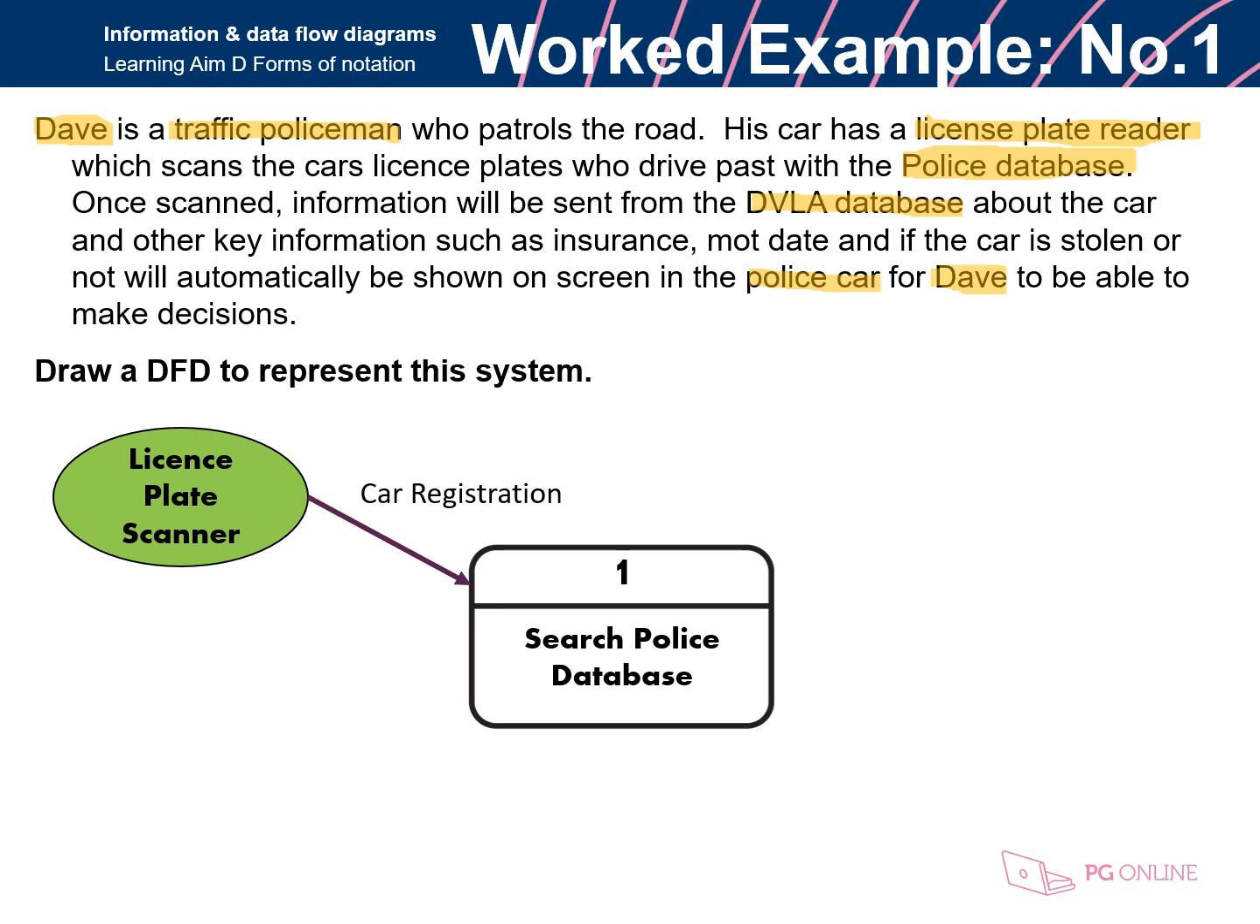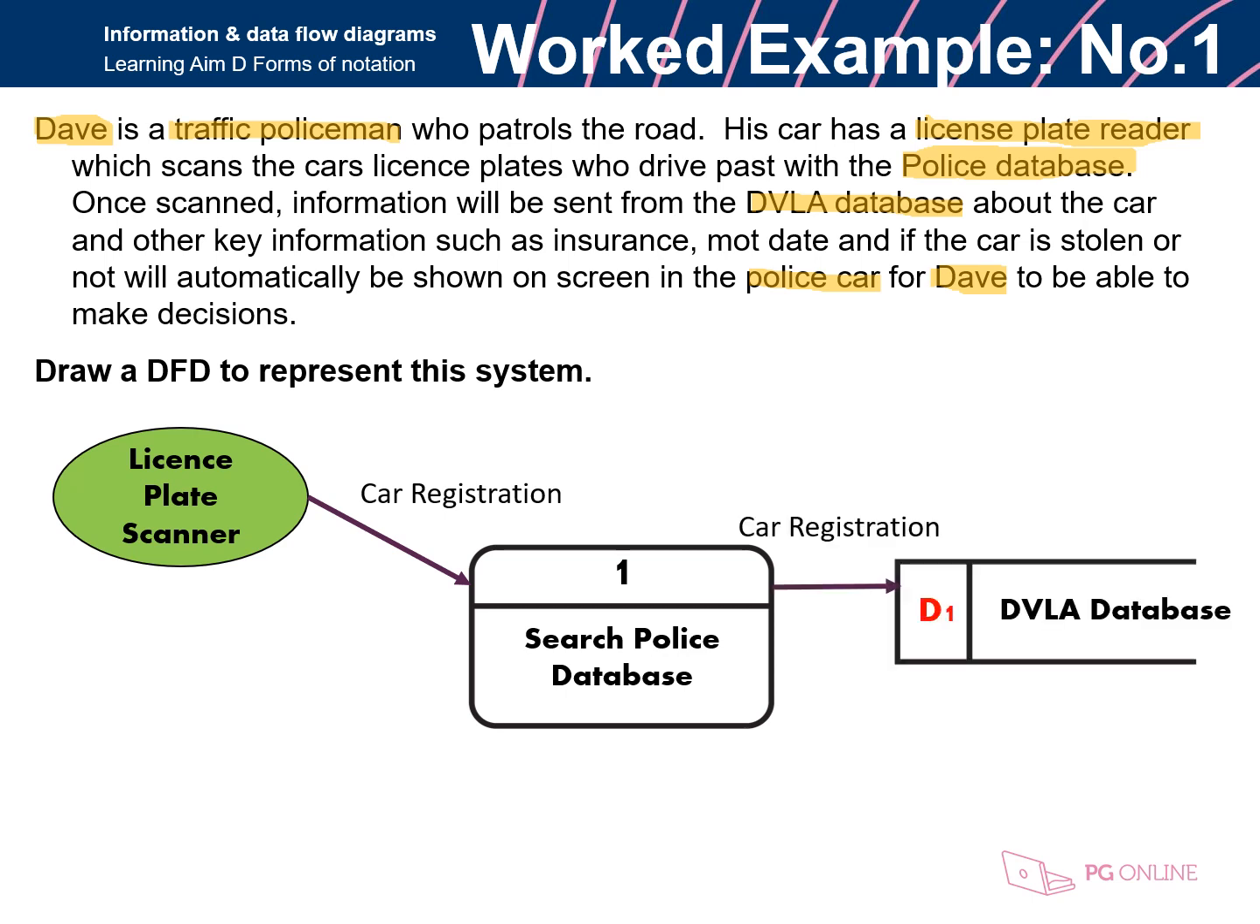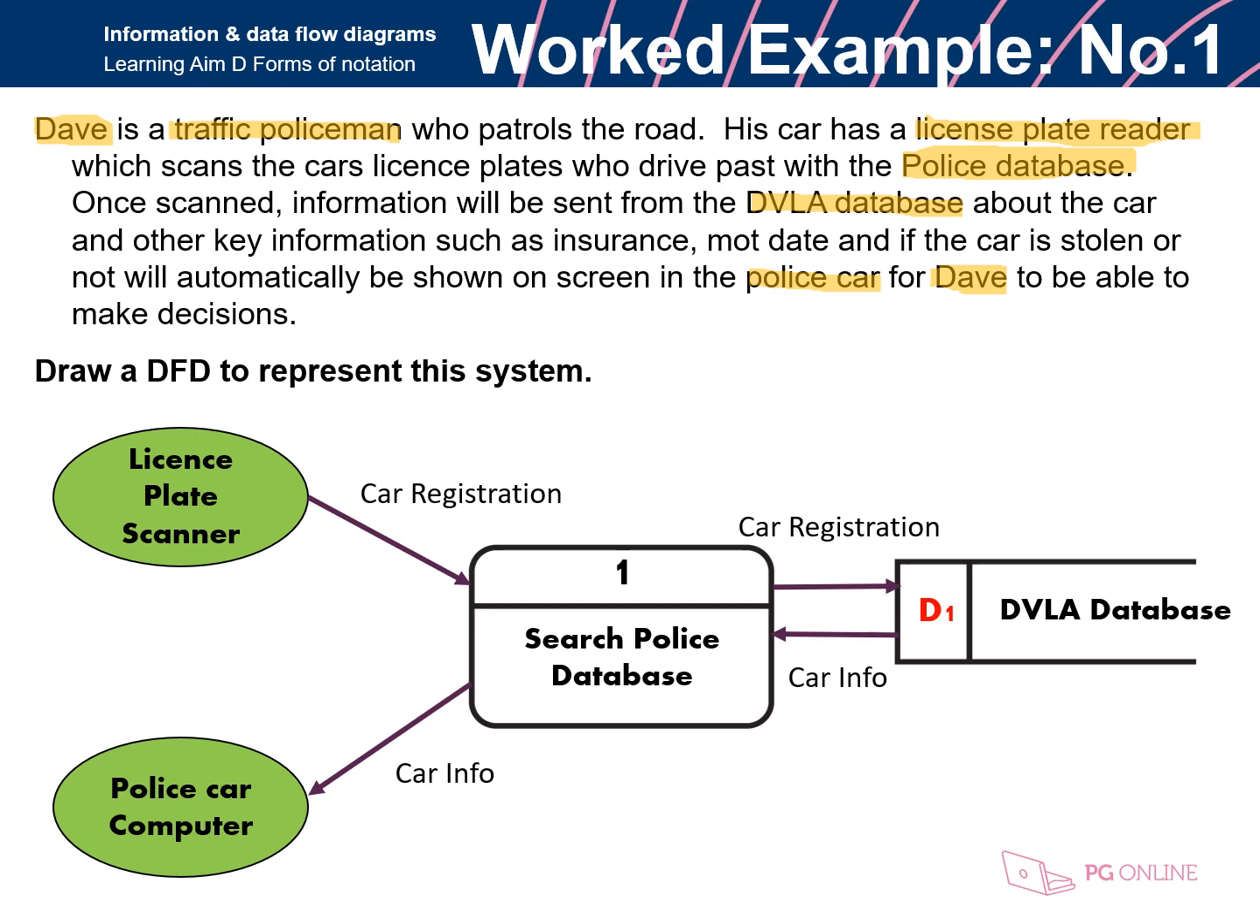So if we continue drawing our diagram, we had the car being scanned through its registration number. The police database will then contact the DVLA database file with the car registration being used to identify the car. Once they have found this car in their DVLA database, the car information will go back to the police database for it to be used. This information will allow Dave in his car to identify if the car should be stopped or should be allowed to continue on its journey. We have now completed our first data flow diagram for an exam question.